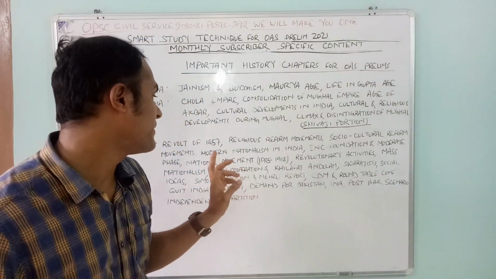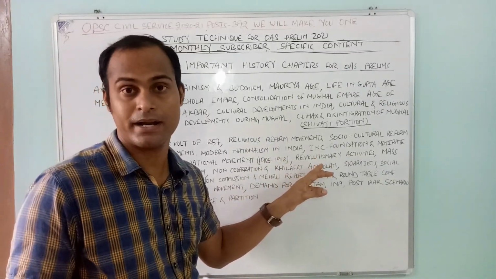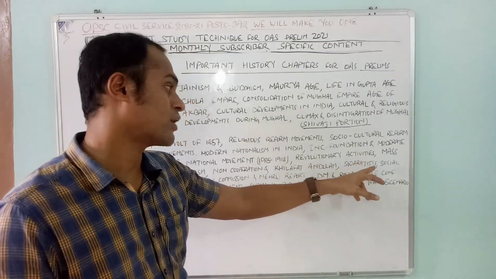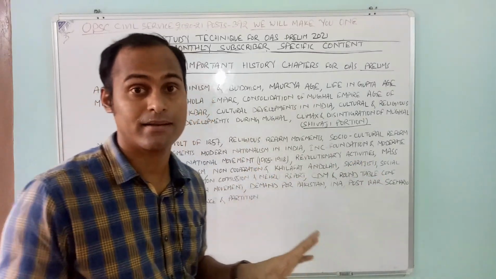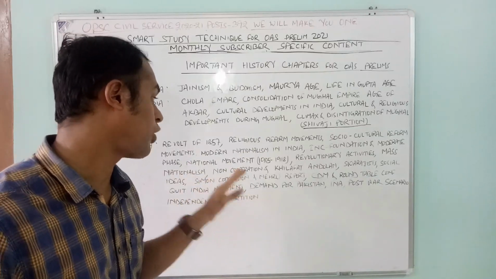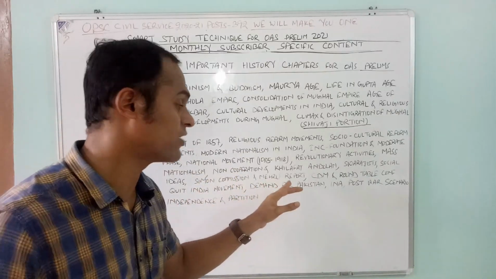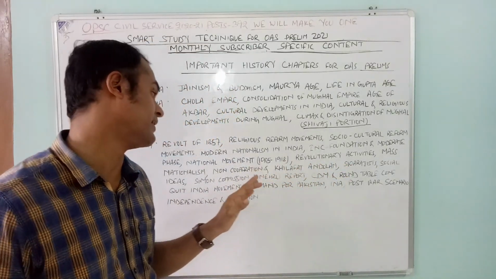Then coming to non-cooperation and Khilafat, very, very important. Non-cooperation movement and Khilafat. Then the Swarajists, all the Swarajists, no-changers, pro-changers, these are the things. Then social ideas, all the social ideas. Then Simon Commission and Nehru Report. Simon Commission and Nehru Report you are supposed to be reading.